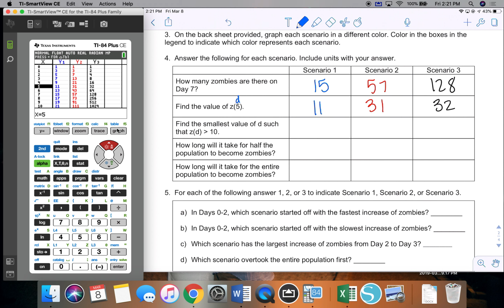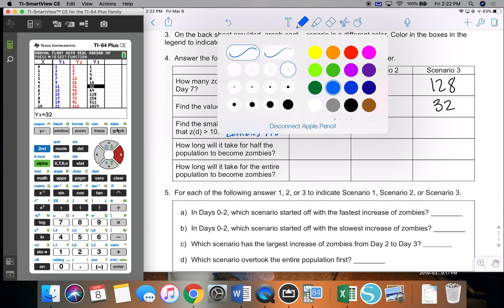Find the smallest value of days so that the zombies are greater than 10. The smallest amount of days where you have more than 10 zombies. So zombies greater than 10, or 10 is less than your zombies. So that would be, what, 5 days in here? 5 days we have more than 10 zombies.